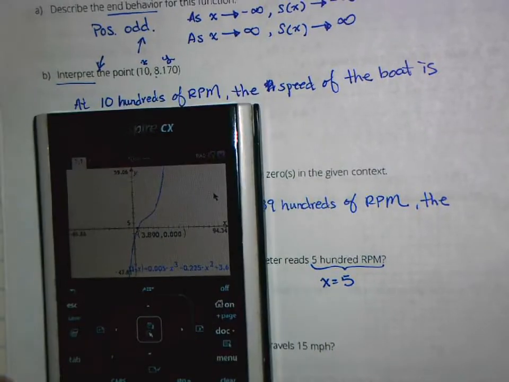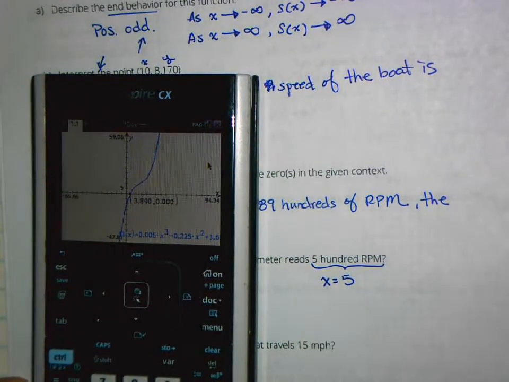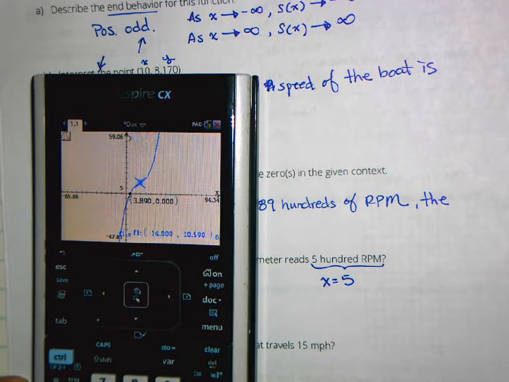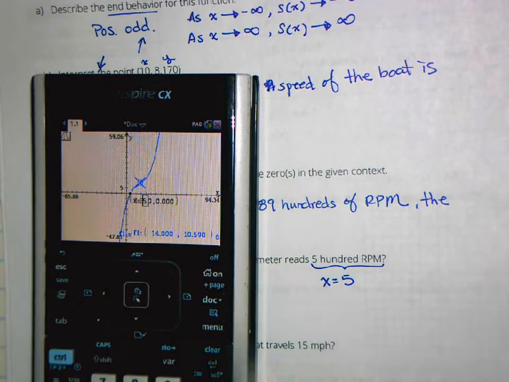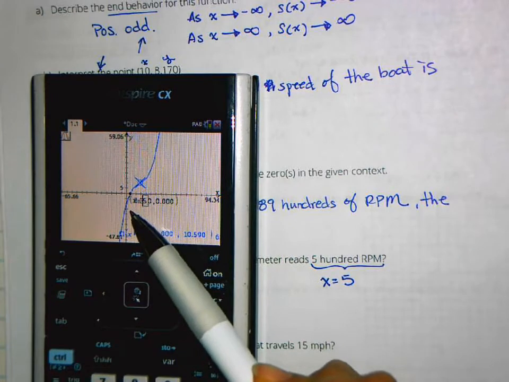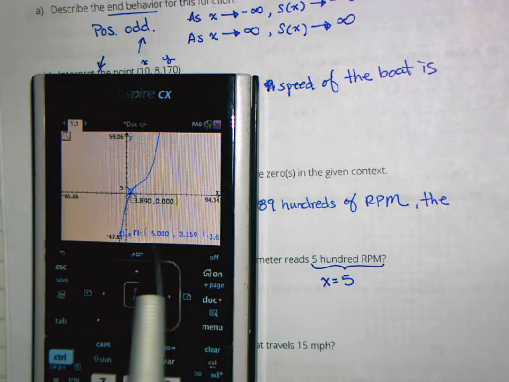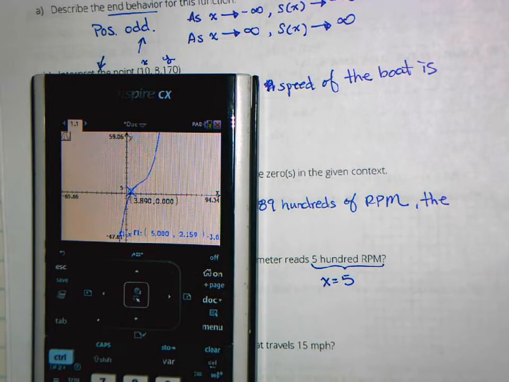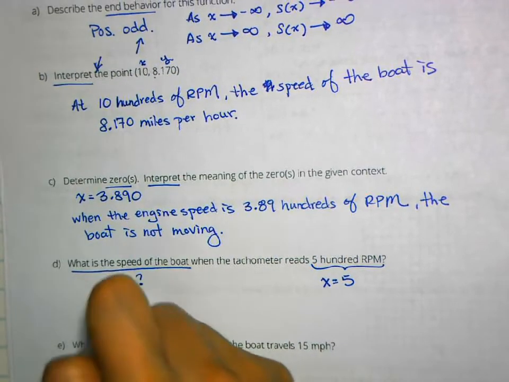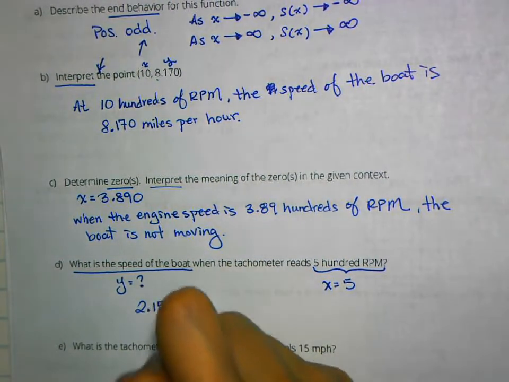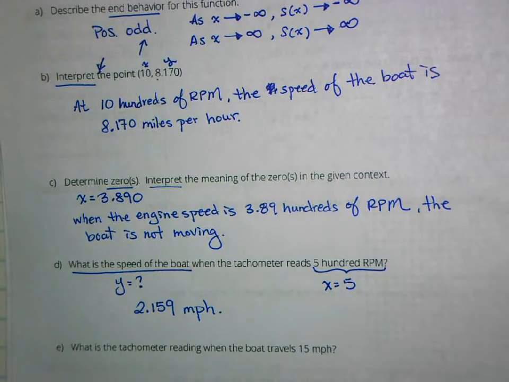Here's my graph. I know that x equals 5, so I can easily go to Menu, Trace, Graph Trace, and just type in 5. When I type in 5, it will pop up that says x equals 5. Hit enter, and if you look on the bottom, that's where it's going to tell you. When x equals 5, when your engine is going at 500 RPM, your speed of the boat is 2.159. When you're writing it down, 2.159 is good, but you need to make sure you're writing the units, miles per hour. That's not very fast for a boat, is it?